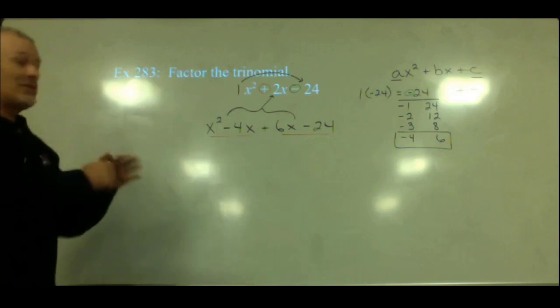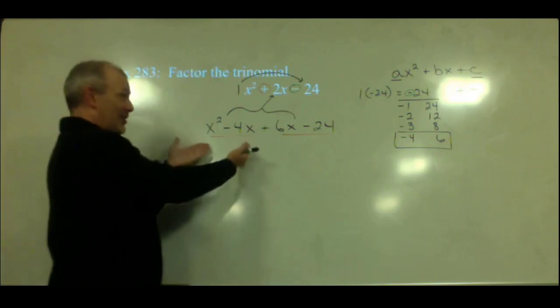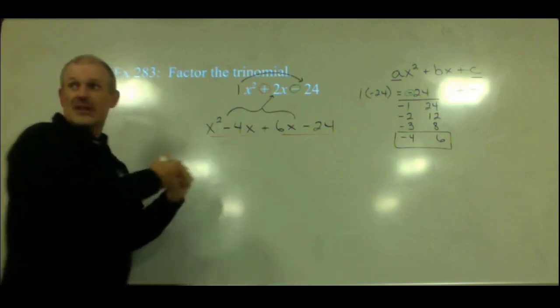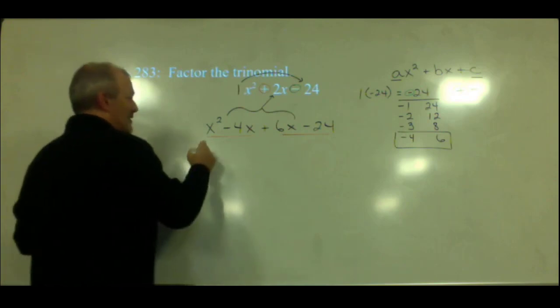So then what we do is we factor by grouping. What can we factor out of this first group? X. Just an x, right? And then what's left inside the parentheses?